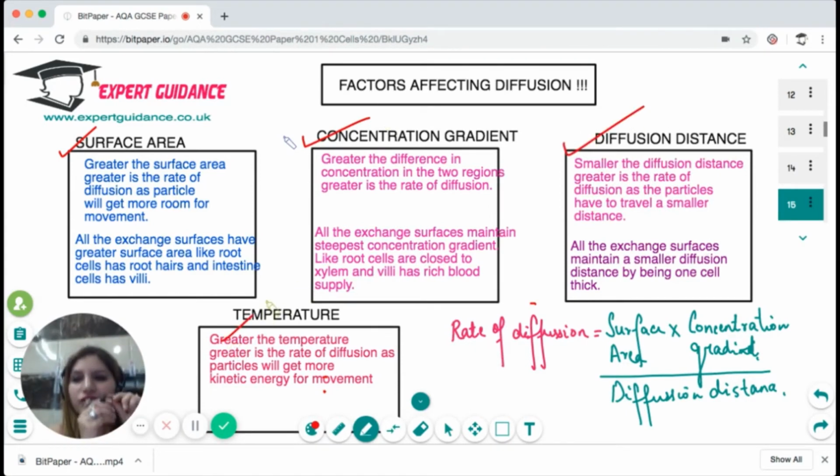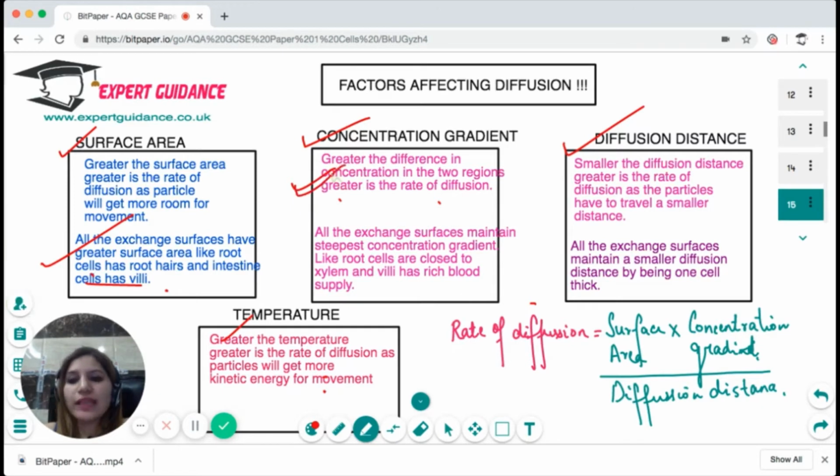Now, the greater the surface area, the greater is the rate of diffusion of the particles, because if the surface area is more, the particles will get more room for movement. So all the exchange surfaces have a greater surface area, like the root cells have root hairs and the intestine has villi. The greater the concentration gradient between the two regions, the greater is the rate of diffusion.